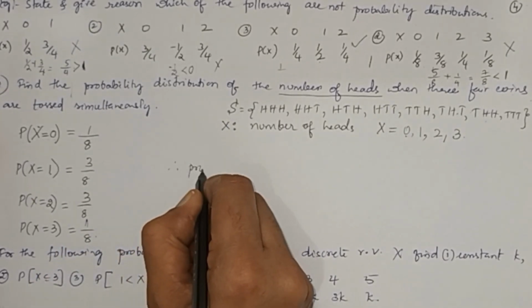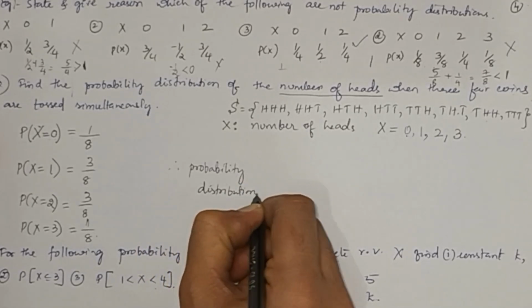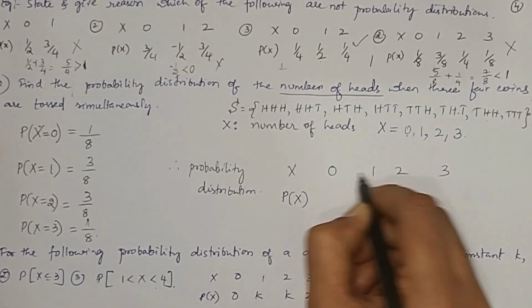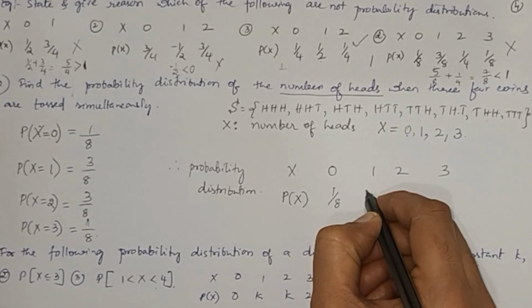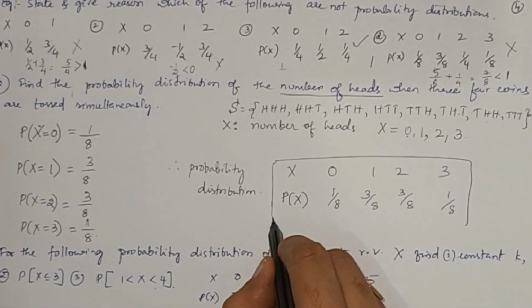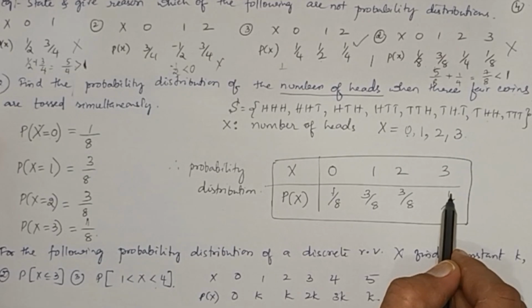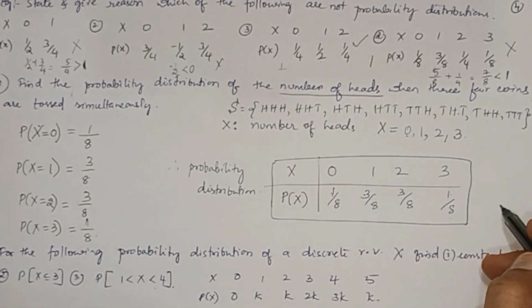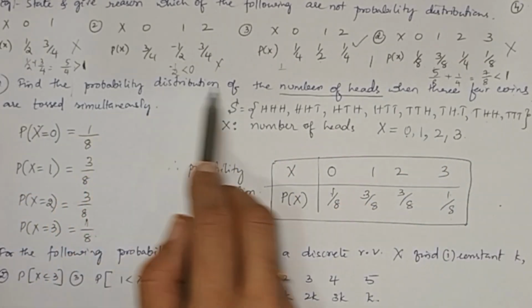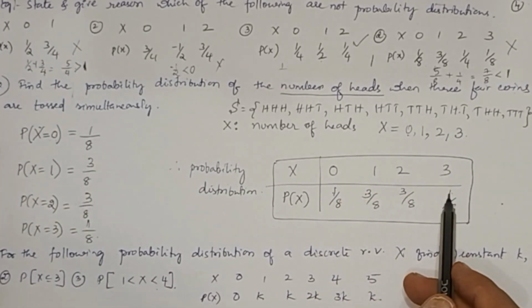Therefore, now the probability distribution should be written in terms of a table. Probability distribution is x random variable, p of x its probability. Random variable takes the values 0, 1, 2, 3. What are the corresponding probabilities? 1 by 8, 3 by 8, 3 by 8, 1 by 8. So each probability value is positive, and the sum of all probabilities, 1 plus 3 is 4, plus 3 is 7, plus 1 is 8, 8 by 8, that is 1. Therefore, this is the probability distribution of number of heads when 3 fair coins are tossed. Similarly, you can find the probability distribution of number of tails also. You will get the same thing.